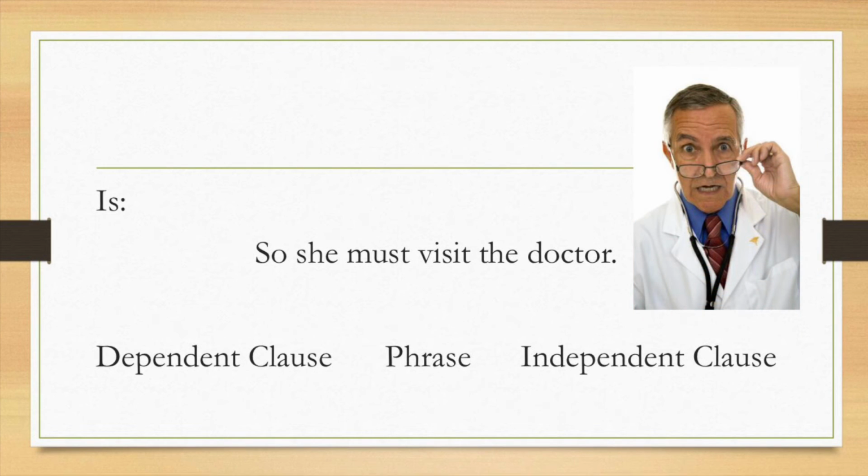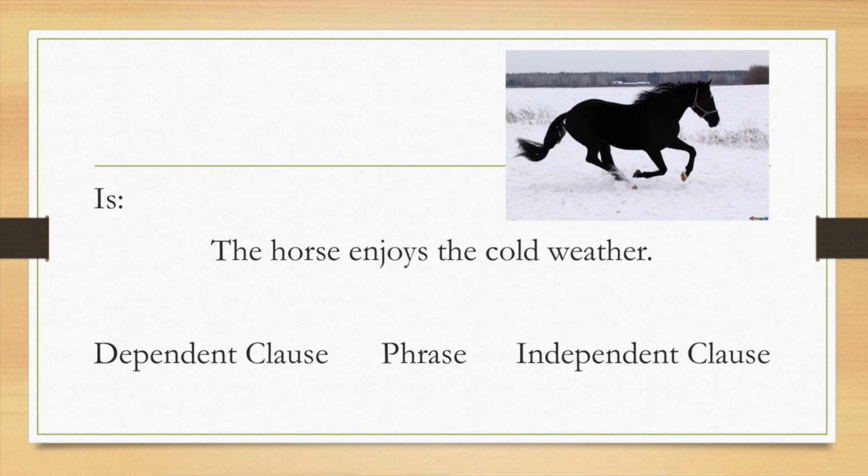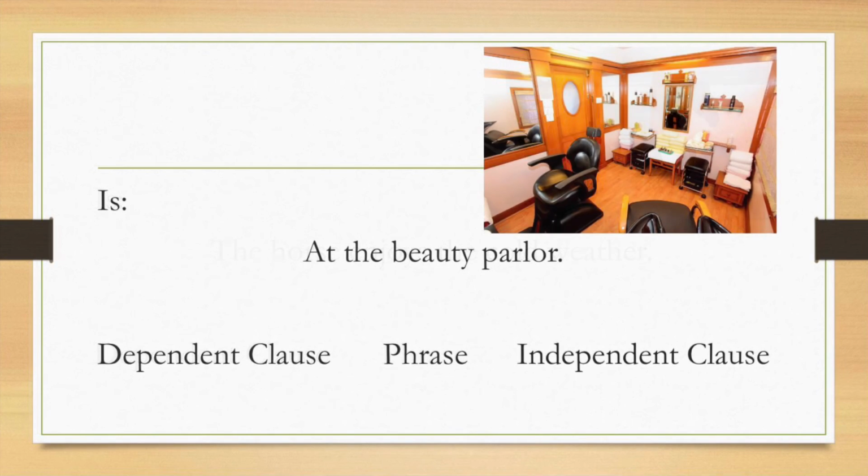Is "so she must visit the doctor" a dependent clause, a phrase, or an independent clause? Dependent clause, we need more information to understand it. Is "the horse enjoys the cold weather" a dependent clause, a phrase, or an independent clause? Yes, independent clause. Is "at the beauty parlor" a dependent clause, a phrase, or an independent clause?